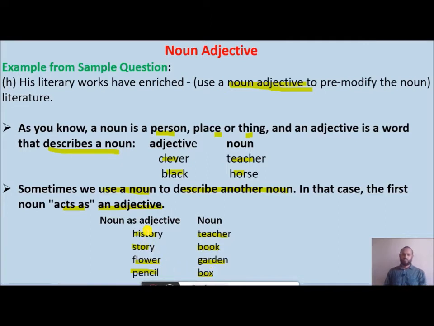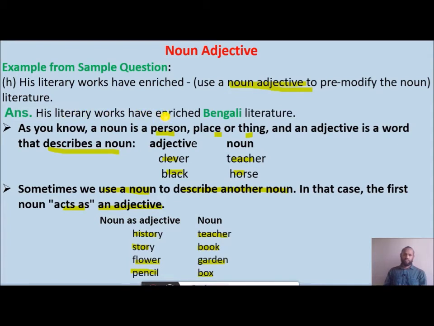Okay, though these all are nouns, they are describing another noun, this is why this noun is called a noun adjective. So I think now it's clear to you that if the question is like this, use a noun adjective, then you must use a noun to describe another noun. Let's see the probable answer of this question.